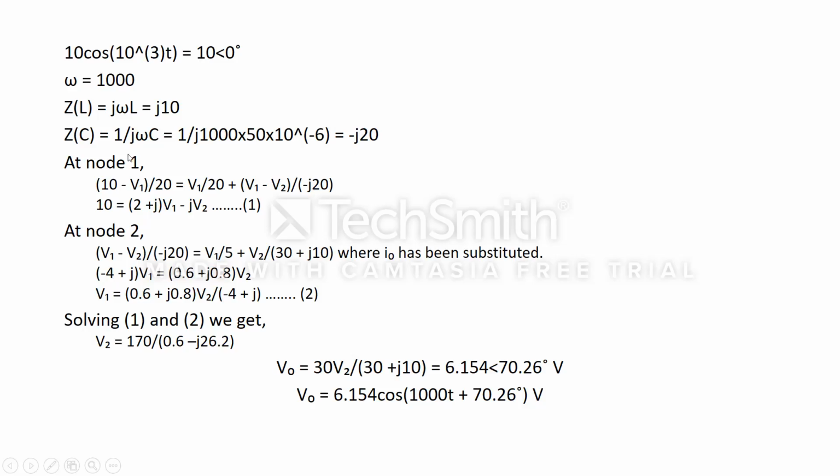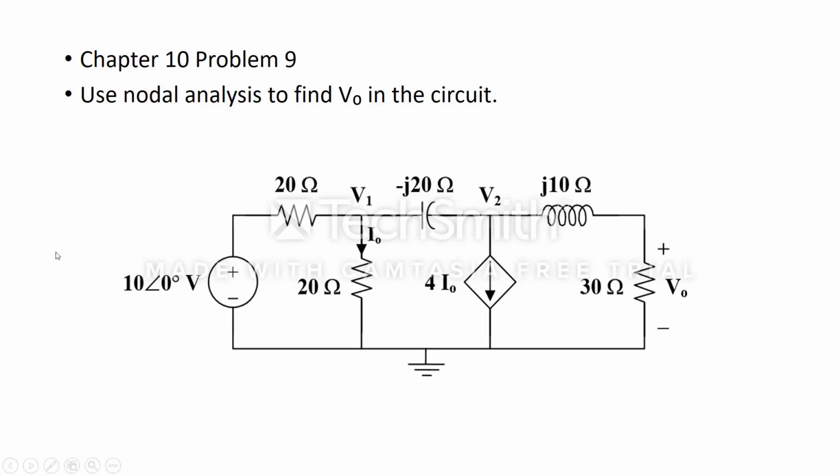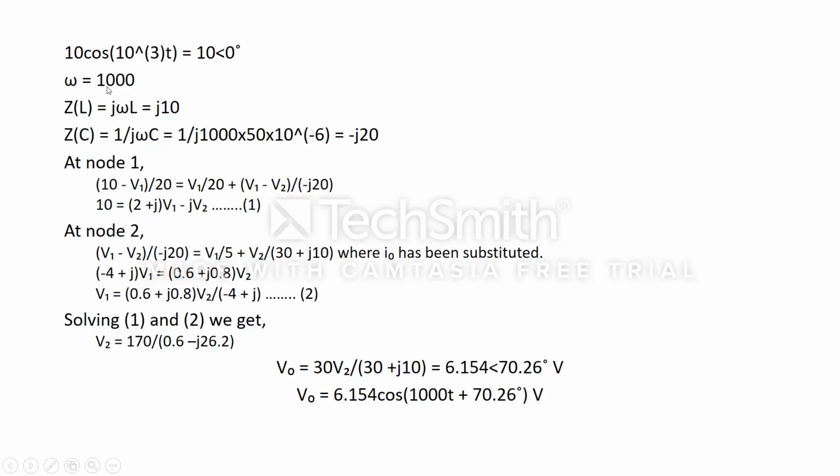So considering the solution, we have 10 cos 10 to the power 3 t, equals 10 with a phase angle of 0 degrees, as we can see in this circuit. And we can get omega as 1000 from this equation, and both the impedances, ZL and ZC, the inductive impedance and the capacitive impedance. The inductive impedance is given by j omega L, which is j10, and the capacitive impedance is given by 1 by j omega C, which is equal to minus j20.